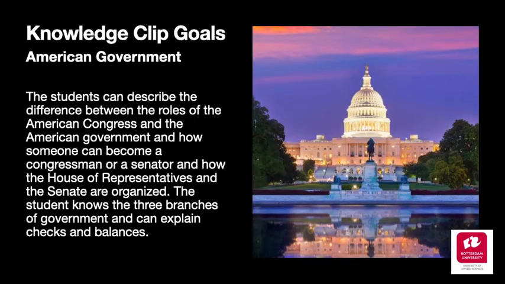And our goal is that you can describe the difference between the roles of the American Congress and the American government, and how someone can become a congressman or senator, and how the House of Representatives and the Senate are organized. And that you know the three different branches of government, and you can explain what checks and balances are.